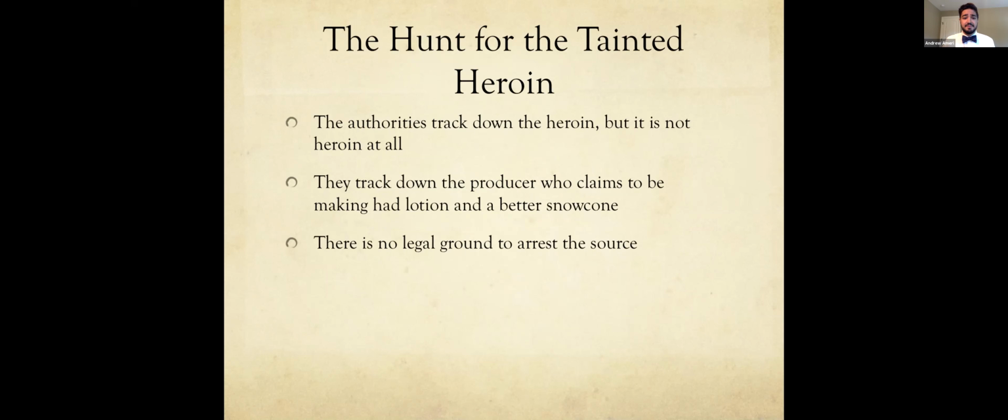Unfortunately, at the time, there was no law against the production or distribution of chemicals not yet specifically legally classified. So they could do nothing when the man said he was working on hand lotion and, I quote, a formula for a better snow cone. This was odd since the reagents were very expensive and mostly flammable or explosive. Not ideal for hand lotions and snow cones.